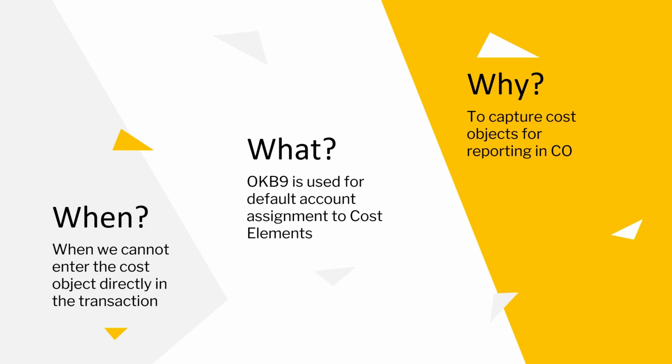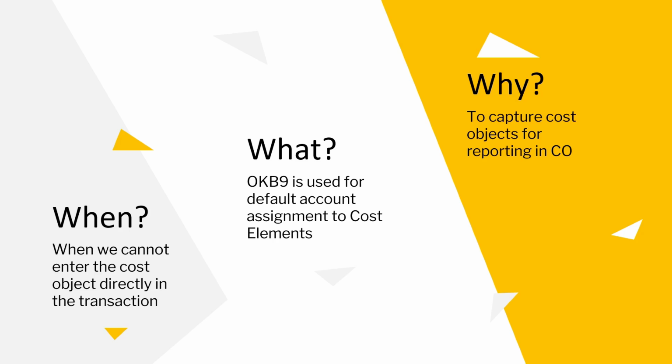Now, when should we use it? Typically, OKB9 should be used only when we cannot assign a cost object directly in the transaction code. For example, you are using transaction code FB60. FB60 is used to post a vendor invoice, and in this transaction, you have an option to enter the required cost object, be it cost center, internal order, profitability segment, etc. You have an option to manually enter the cost object against the P&L line item.